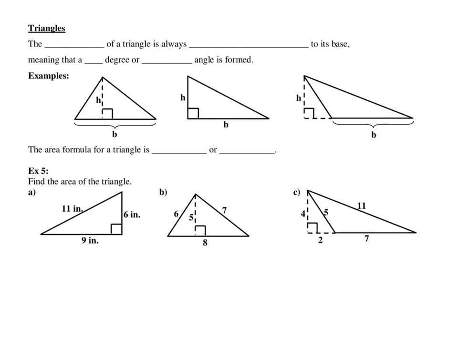All right. Triangles. The height of a triangle is always, keyword, perpendicular to its base. Meaning a right angle is formed. That's perpendicular here. Right angle is formed. Perpendicular. Meaning that a 90-degree or right angle is formed. 90-degree and right angle are the same thing.